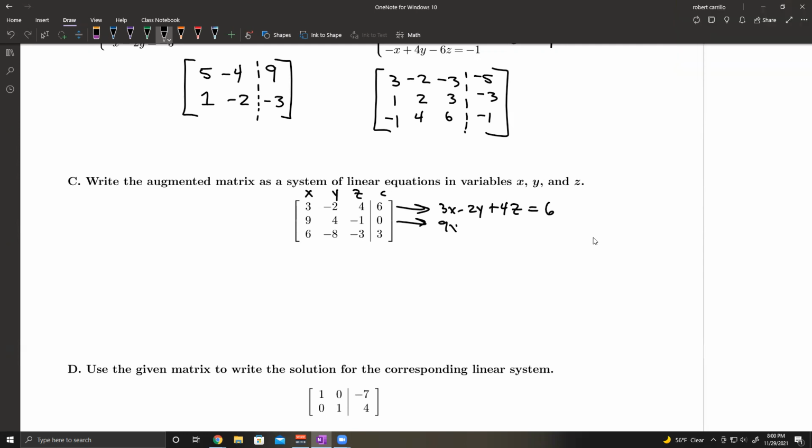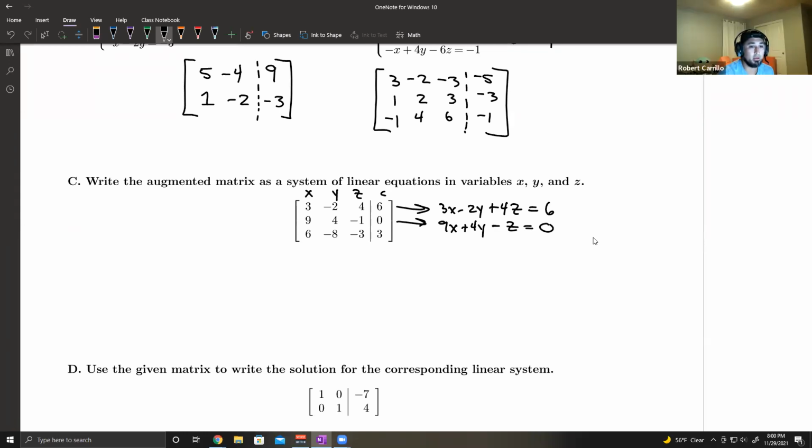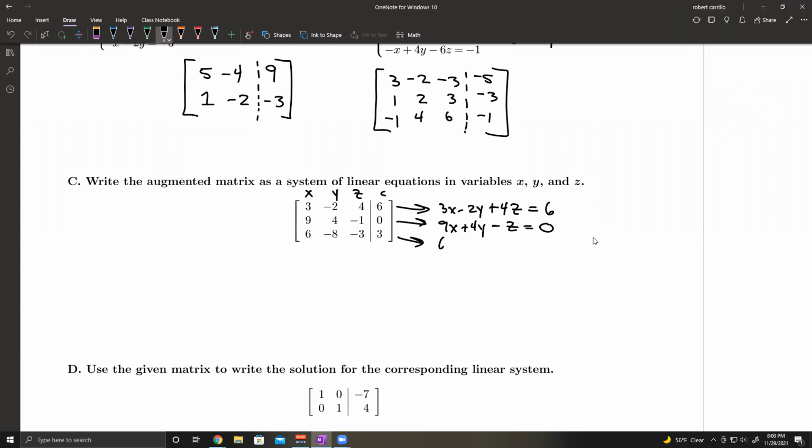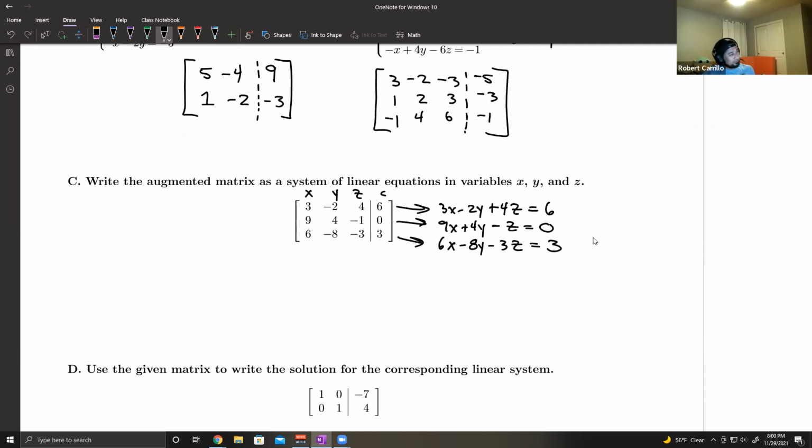9x plus 4y plus negative 1z equals 0. Good. And what would the third row be? 6x. Subtract 8 and 8. Negative 3. Not bad, right? So there you go. That shows you that if you could go from system to matrix, you can go from matrix back to system.